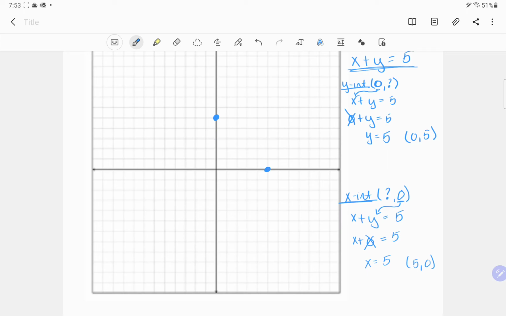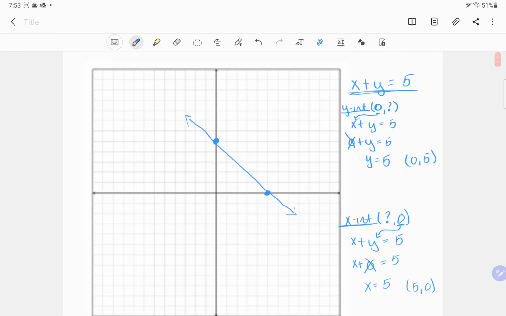Okay, so there's my 2 points, and then if I connect them, now you've just graphed this line. Okay, so that's how it works. It's pretty straightforward, not too challenging.